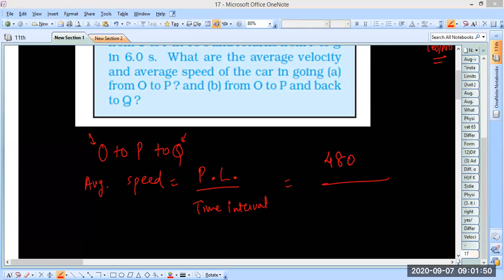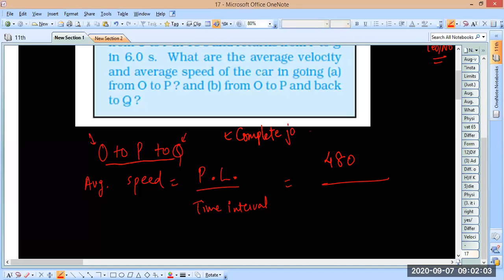Now divided by time interval. Who will tell me the time interval, or how much time it took from O to P to Q? The whole journey, complete or whole journey. How much time did it take? Yes, very good. I've started to get right answers. Well done, people. It is 24 seconds. So this is 480 meter and this is 24 seconds. 24 as in 18 plus 6, because 18 for O to P and 6 seconds for P to Q. So finally, this is going to be 20 meter per second.